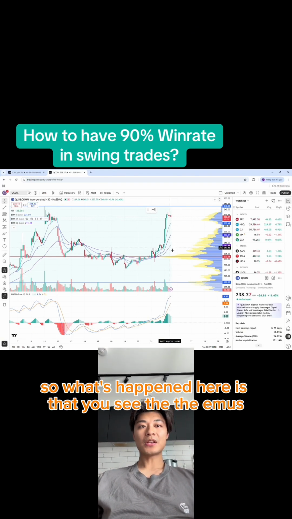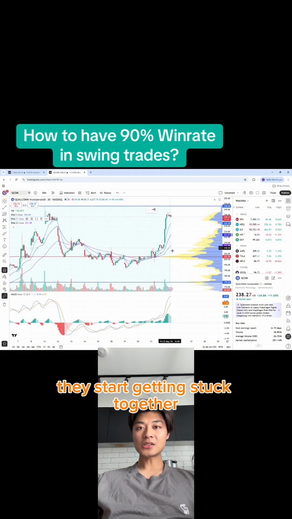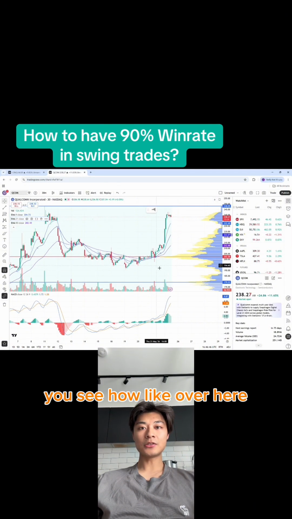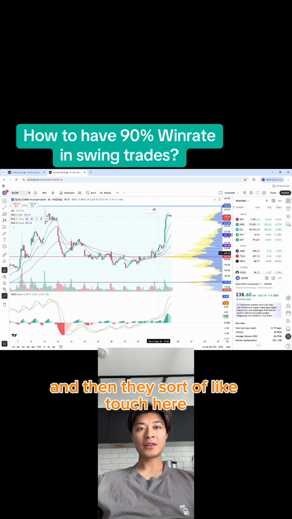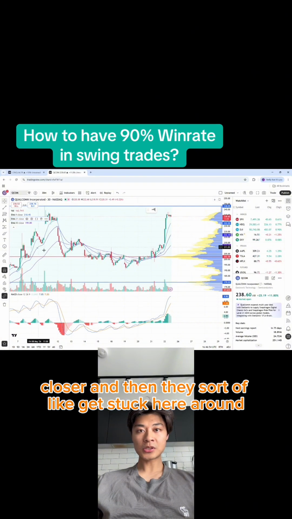So what's happened here is that you see the EMAs start getting stuck together. You see how over here they're very wide apart, and then they touch here, and then they get closer, and then they get stuck here.